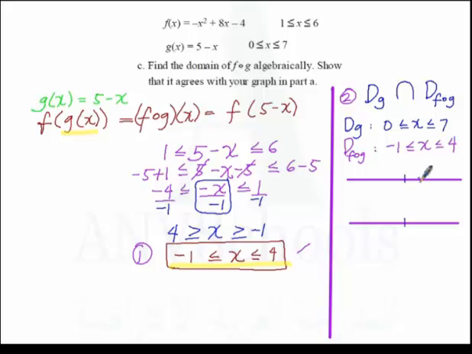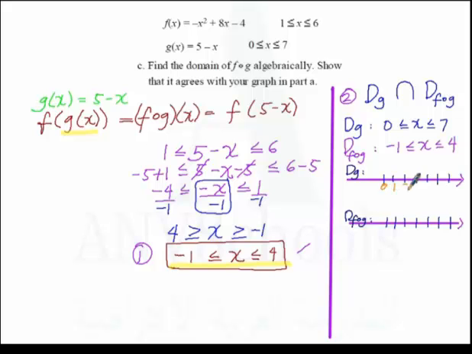Let's make it here. Anyway, it's from 0. 1, 2, 3, 4, 5, 6, 7. This is for our D of G, the domain of G, and this is for our D of f of G.